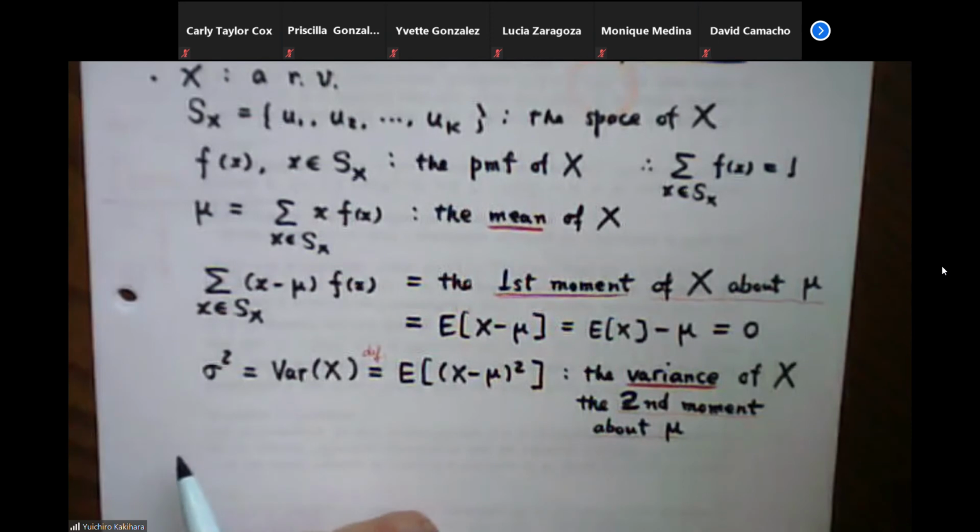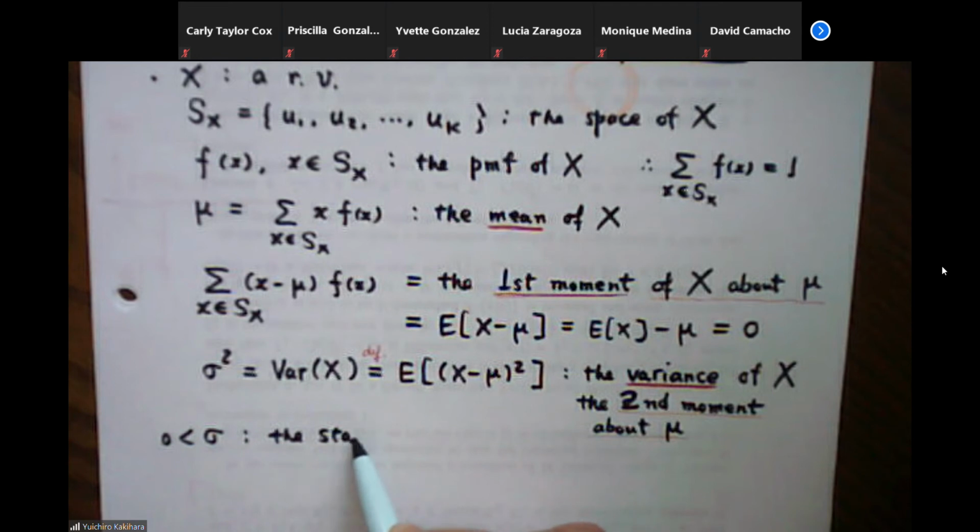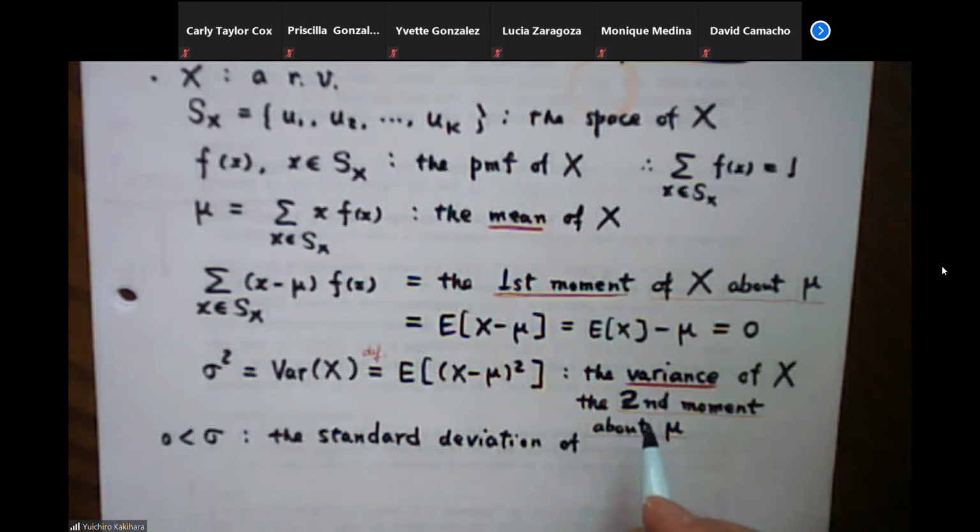The reason why we write sigma squared is that we need sigma itself, which is a positive number. Sigma itself is called the standard deviation of x.